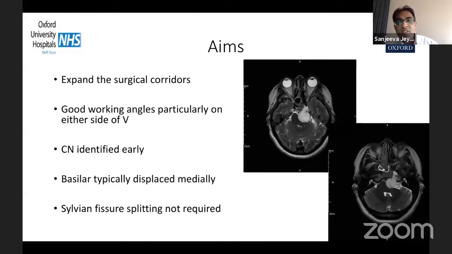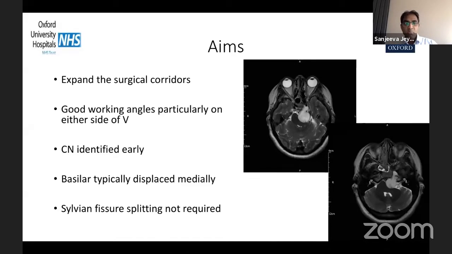And what is the aim of doing this? What does this give us beyond a standard retrosigmoid approach? So what you're really trying to do is expand your surgical corridor. So if you have particularly high lesions, like this one here, which is actually going higher up, you get really good working angles on either side of the fifth cranial nerve, as we'll see later in the video, that you can really work on either side of the trigeminal.